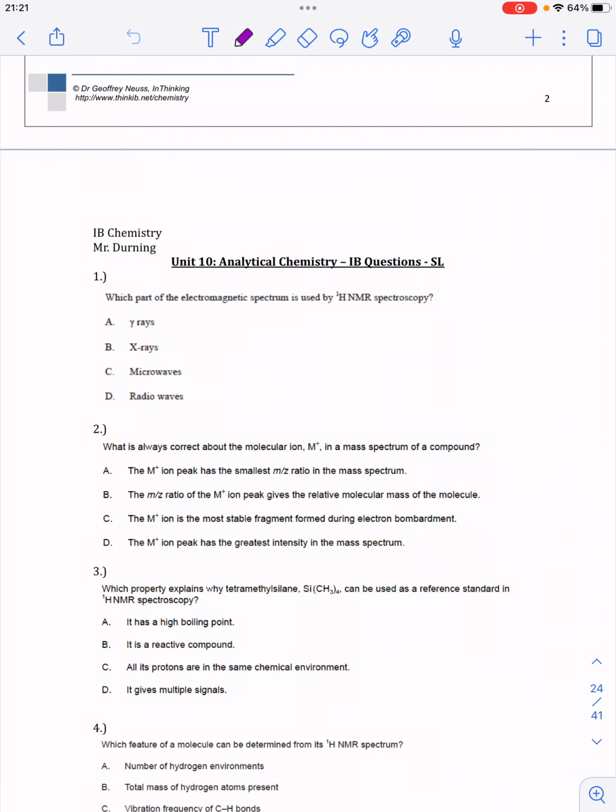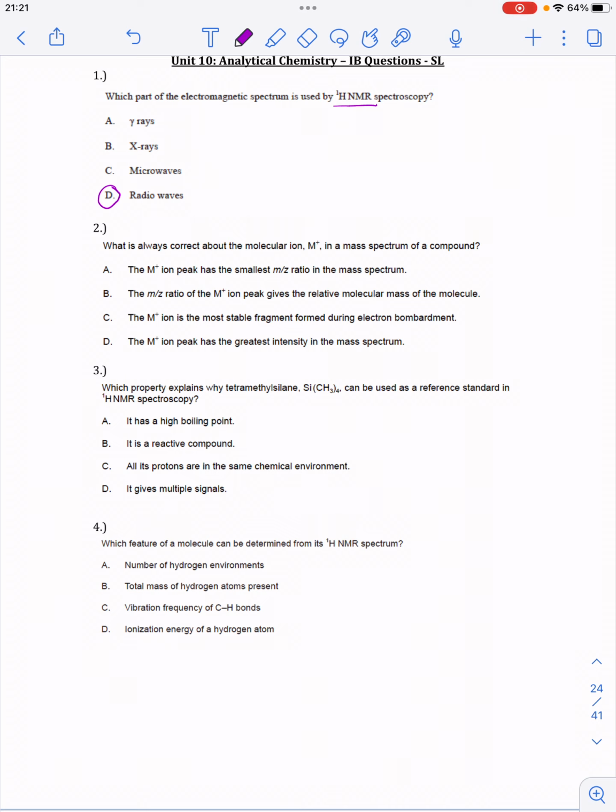Okay, let's do some analytical IB questions. What part of the electromagnetic spectrum is used by H NMR spectroscopy? H NMR involves the nucleus of hydrogen atoms with the magnetic field, and that is associated with radio waves. That's pretty much all you need to know about the operation of the H NMR spec.